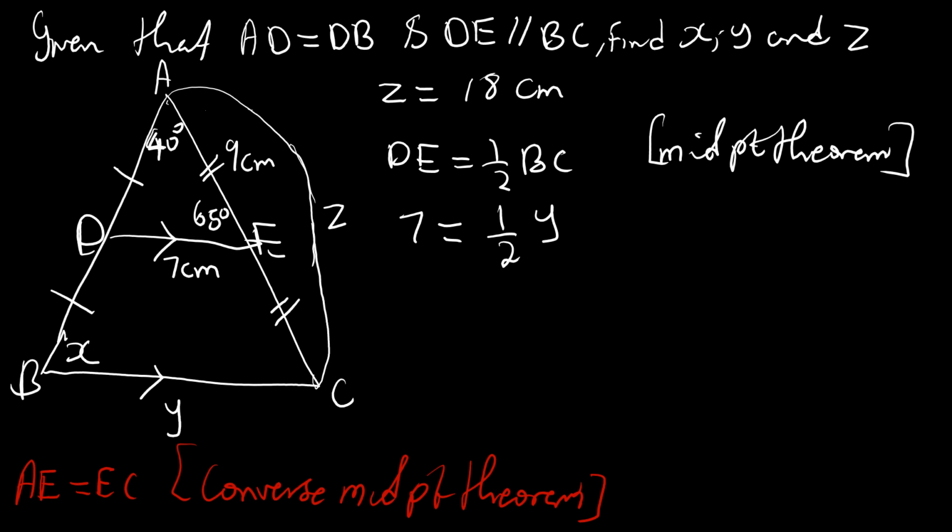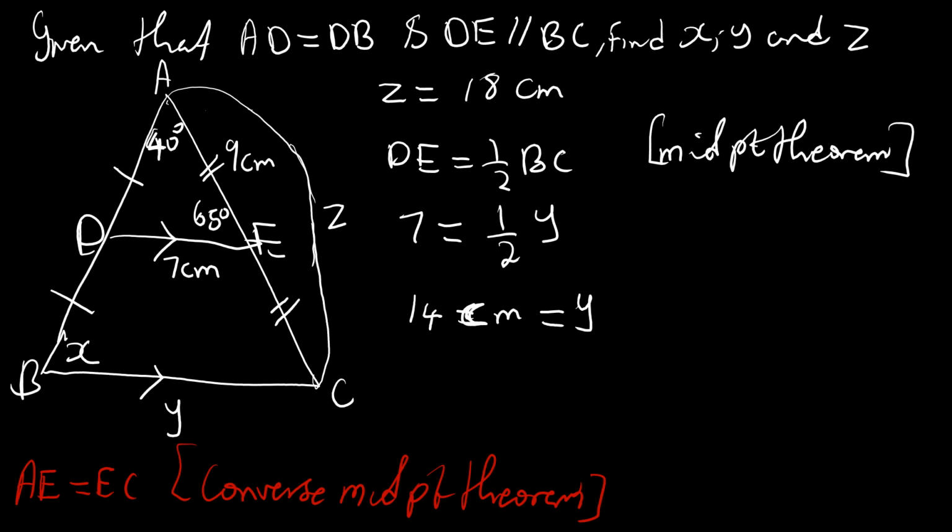So if you multiply 7 with 2, it's going to give you what? 14 centimeters, because everything was in terms of centimeters. The length is in terms of centimeters, and then if you multiply 1/2 with 2, you're going to get 1y, which is the same as y. So the value of y is 14 centimeters, and indeed half of 14 gives us 7, because DE is half of BC. So now we are only left with the value of x.